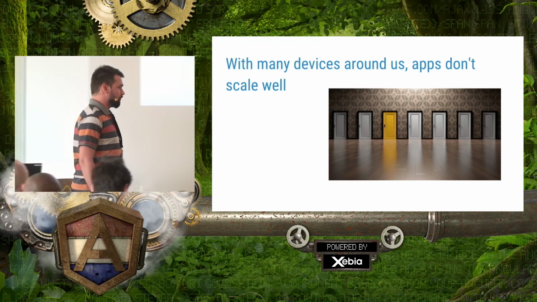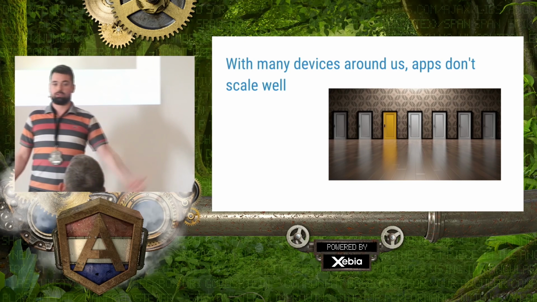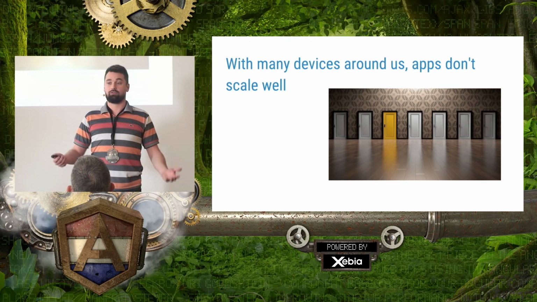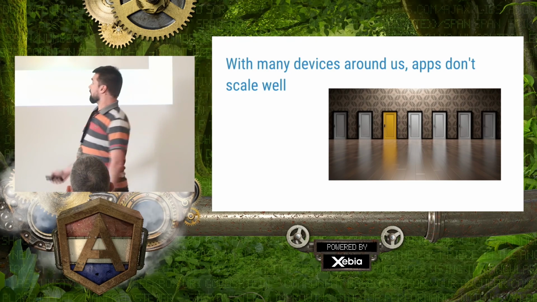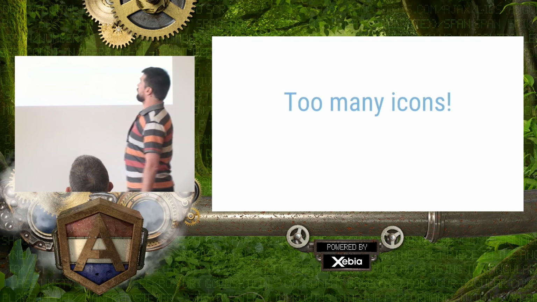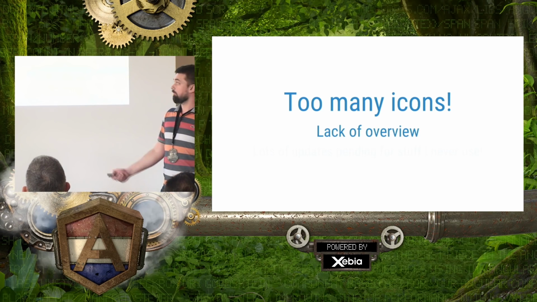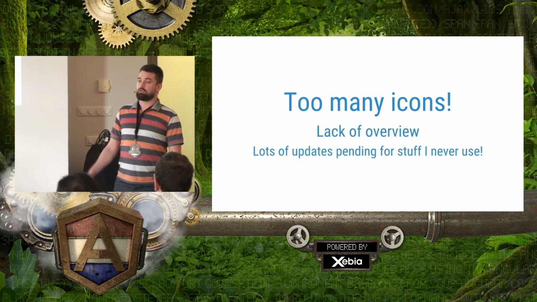If you think about a future where everything is connected, like your radio, your lamps, etc., this is not going to scale with apps, because you will have 100 different apps on your home screen. It will take longer finding what you need. So we need another solution. Too many icons, that's not it. You'll lack the overview. And then again, you'll get all these updates, updating all the time, even for apps and services you never use.